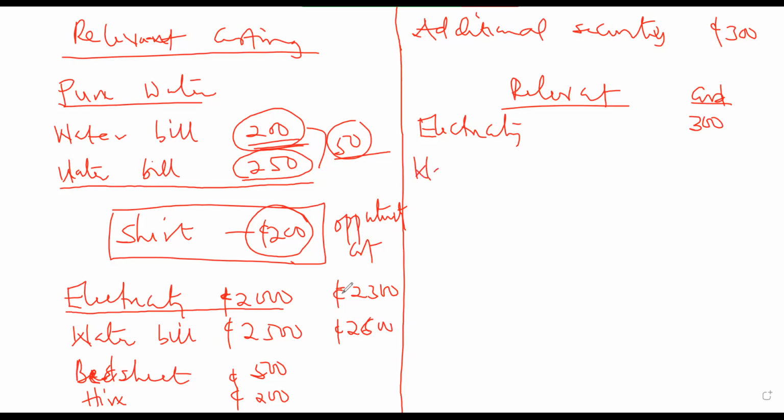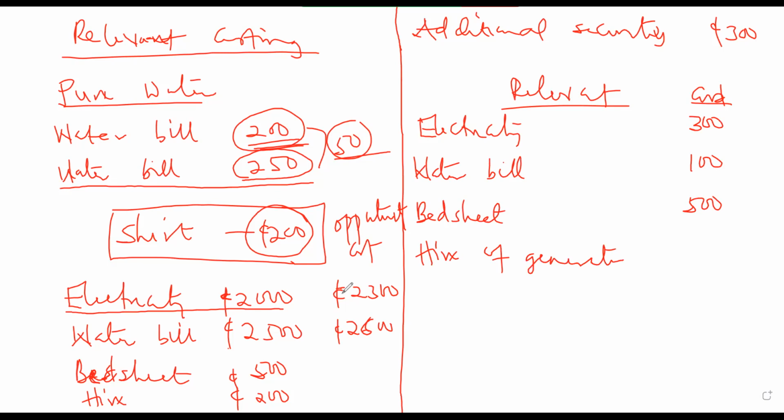Water bill will be what? 100. Will be 100. Okay. Bill sheet will be what? 500. 500, because we are incurring this purposely for that. The hire of the generator, we are doing this because of what? The hotel that we are giving to the people for the wedding. We don't want to disappoint them. If not for them, we are not going to hire any generator. So we are incurring this particular cost purposely for the hotel or for the wedding.